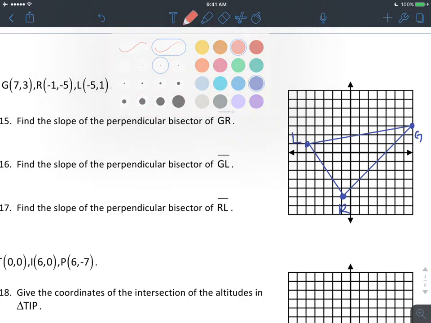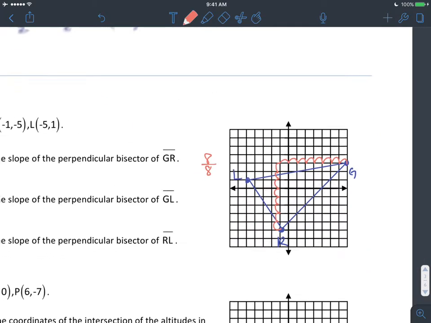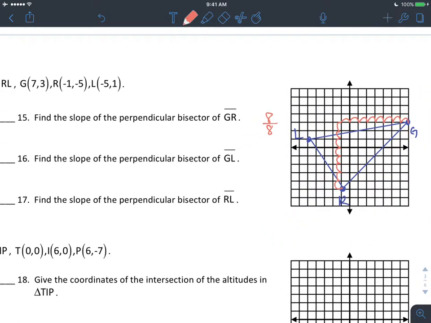On this one, we just counted. We said the slope from R to G, we're going up 1, 2, ... 8. So we're rising 8, and then we're going over 1, 2, 3, 4, 5, 6, 7, 8. So the slope of GR is 1. So the perpendicular slope is going to be -1.